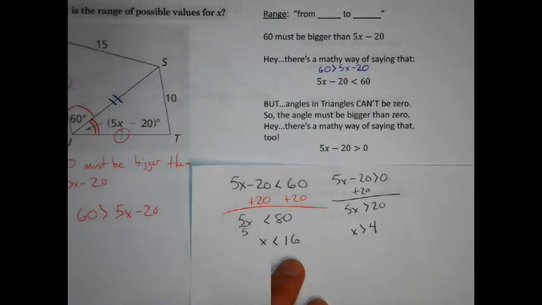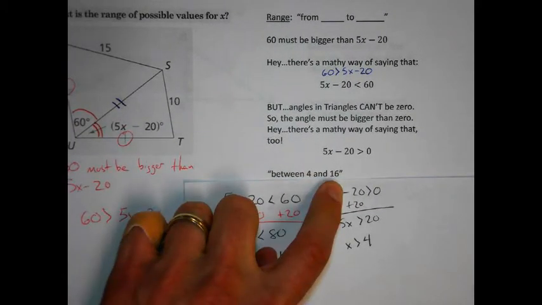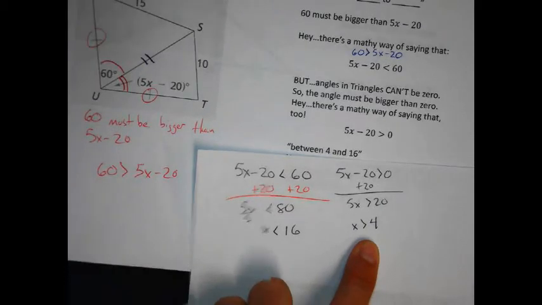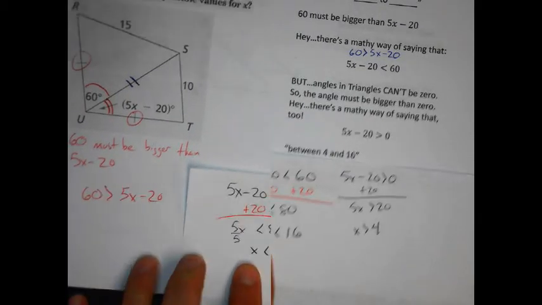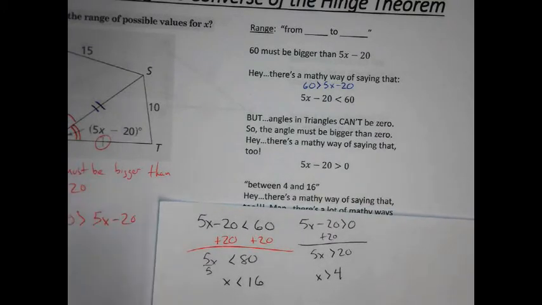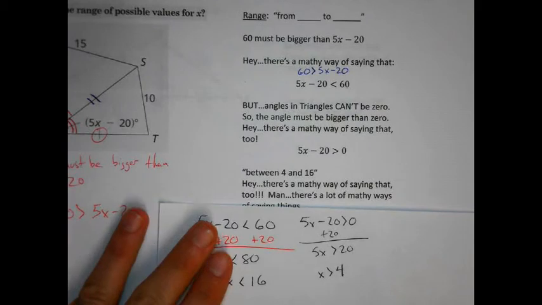But let's say that in English. How would we say that? We would say that x is between 4 and 16. It's bigger than 4, but less than 16. So it's between 4 and 16. But there's a mathy way of saying that too. Man, there's a lot of mathy ways of saying things.